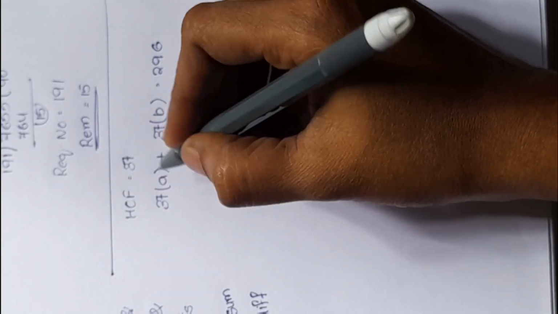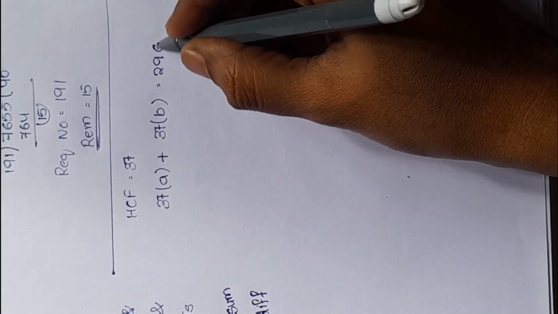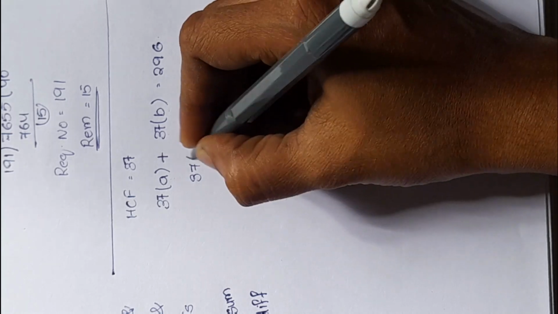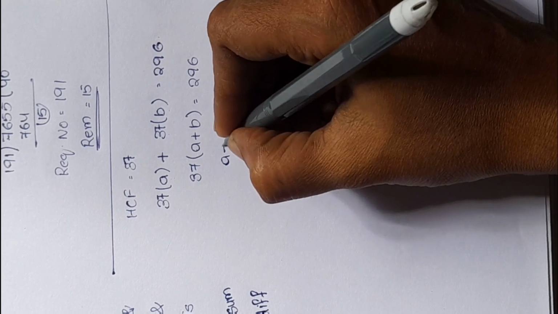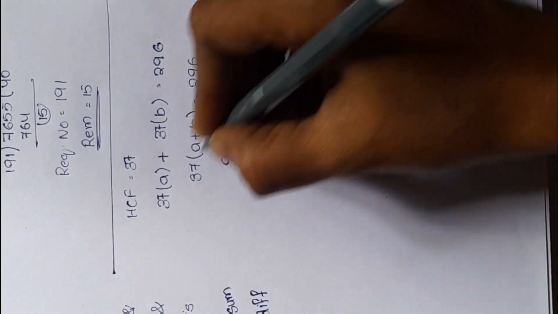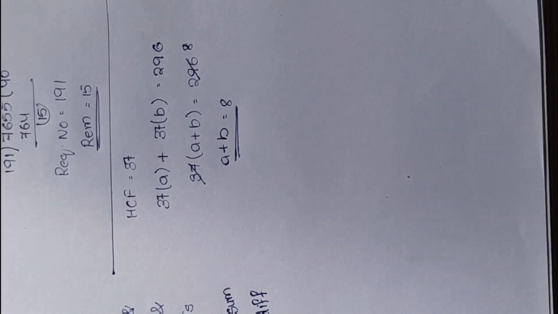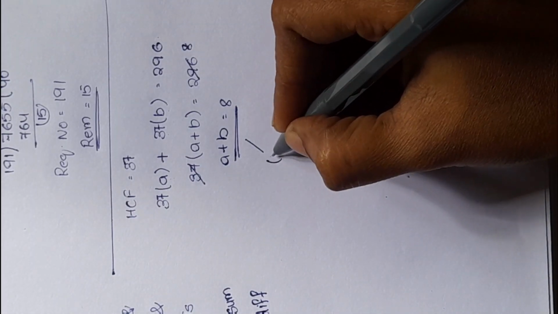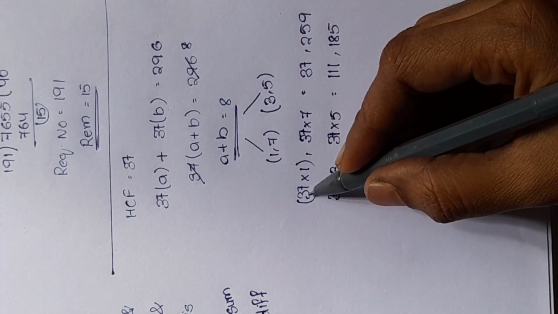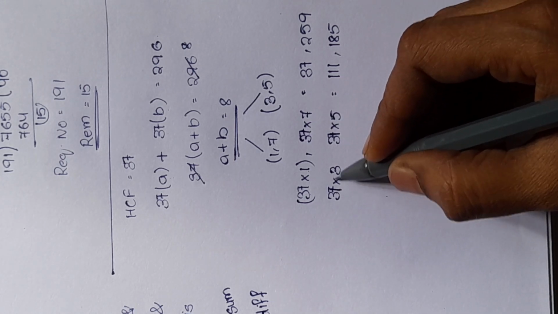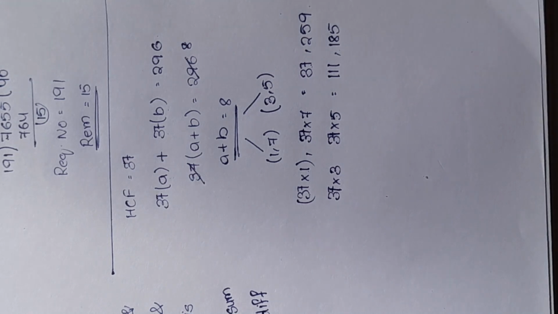We got HCF as 37. Let the first number be 37A and the second number be 37B. The sum of the two numbers is given as 296. Now taking 37 as common, 37 into A plus B is 296. A plus B is equal to, on cancellation, 8. A and B must be co-primes. Here the possible pairs whose sum is 8 are 1 and 7, 3 and 5. To get the numbers, 37 into 1, 37 into 7, 37 into 3, 37 into 5. The pairs of numbers are 37, 259, 111 and 185.